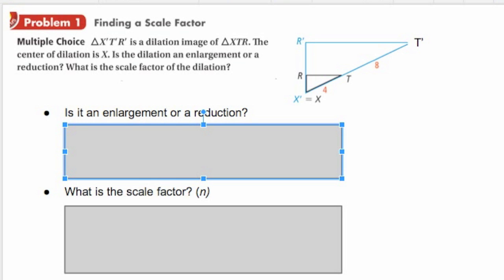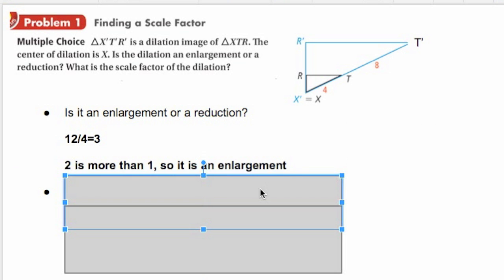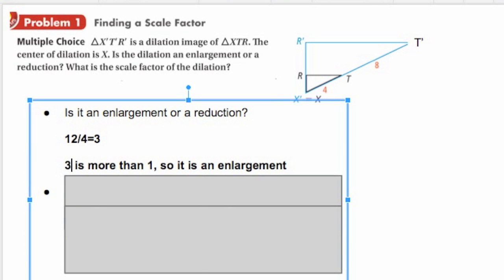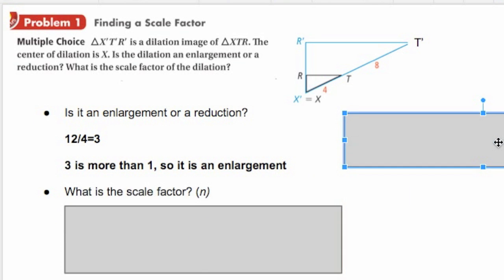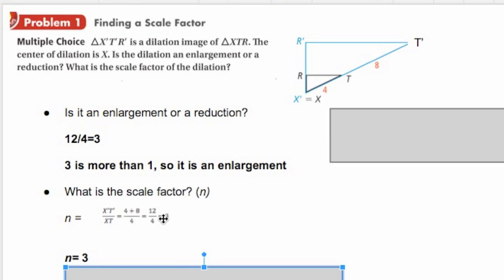So in this problem, we are finding the scale factor of the dilation. First, we have to find whether it is an enlargement or a reduction. From T prime to X prime, we can see that there's 8 and then there's 4, which makes it 12. And the smaller one is 4. So 12 divided by 4 is 3. So the scale factor is 3, and since 3 is more than 1, it is an enlargement. We already found the scale factor: it is 3, because 12 divided by 4 is 3.